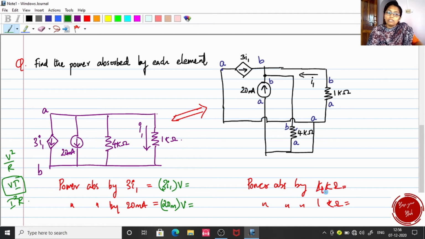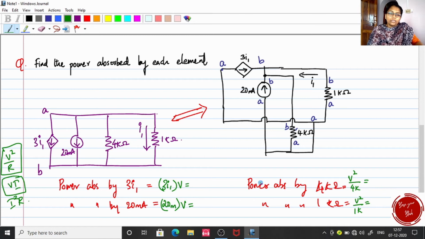And what about this part? Power absorbed by 4 kilo ohm. Here a resistor comes across, isn't it? So let's make use of this formula. Why? Because once we get to know the value for V, we can make use of the V square by R formula for these resistors also. That is V square divided by 4K will give you the power absorbed by the 4 kilo ohm resistor, and V square divided by 1K will give you the power absorbed by the 1 kilo ohm resistor.